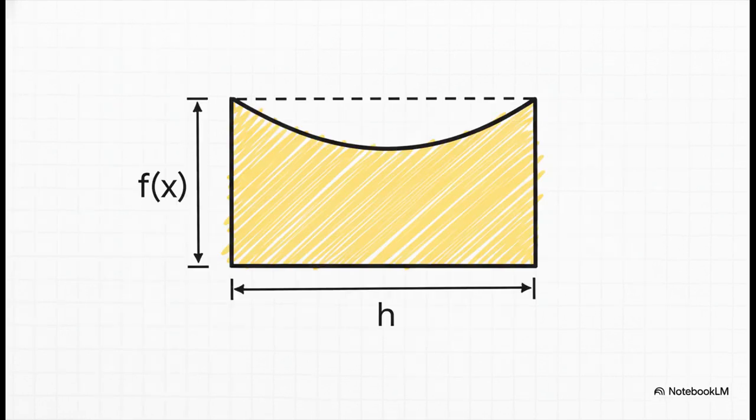Now here's the cool part. If that width, h, is ridiculously small, our little sliver of area is basically a perfect rectangle. And we all know the area of a rectangle, right? It's just height times width. Well, in our case, the height is just the value of our original function, f of x, and the width is our tiny nudge, h.